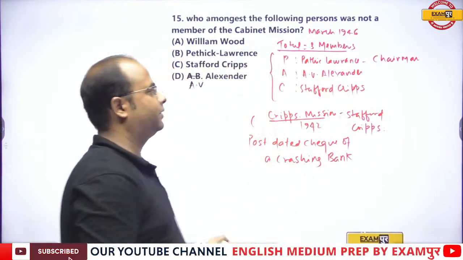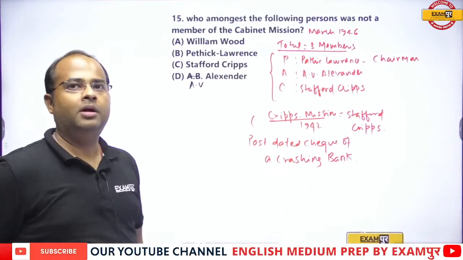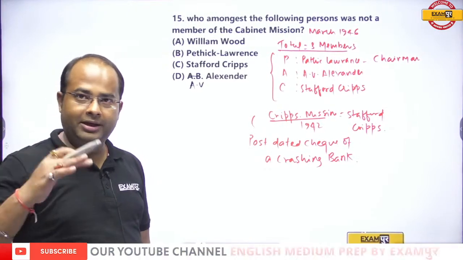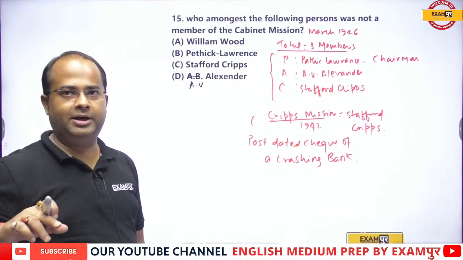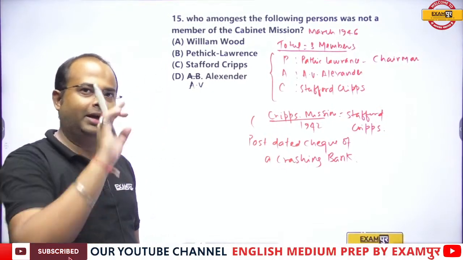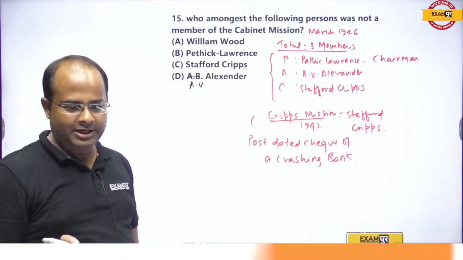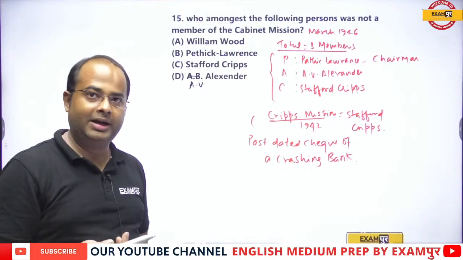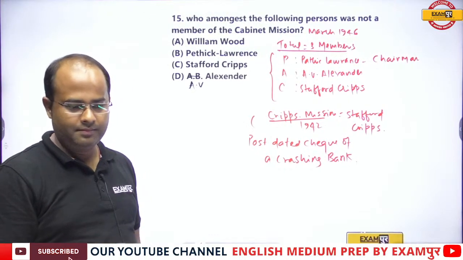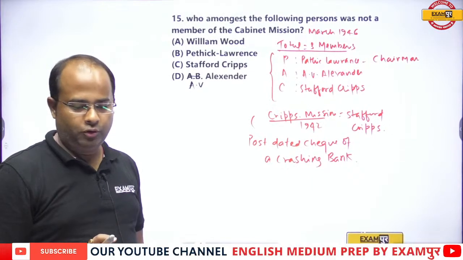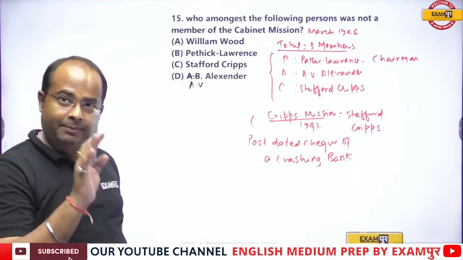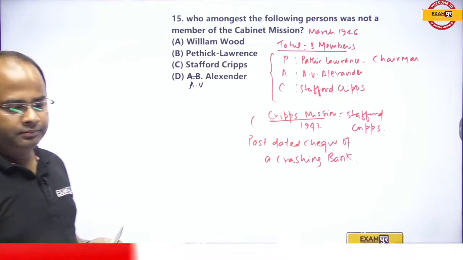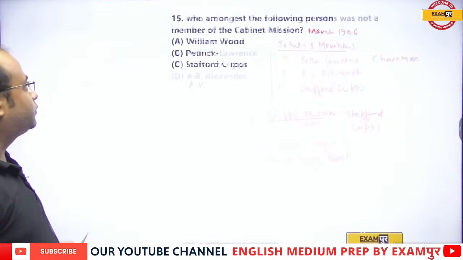Chairman was also Stafford Cripps, and the same Stafford Cripps came in the Cabinet Mission. Clear? Both are the same person, but the year is different. Stafford Cripps came twice to India, once in 1942 and again in 1946. Clear, Vijay? So that should not get confused, because this type of confusion can become a blunder in the examination. I hope it is clear to everyone. Okay, now let's move to the next question.